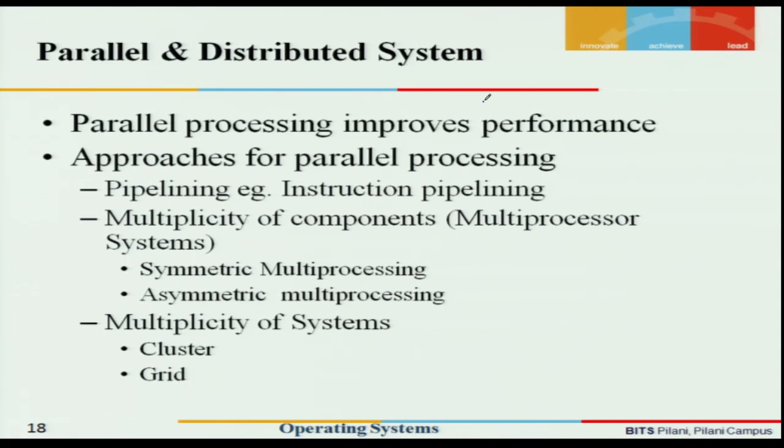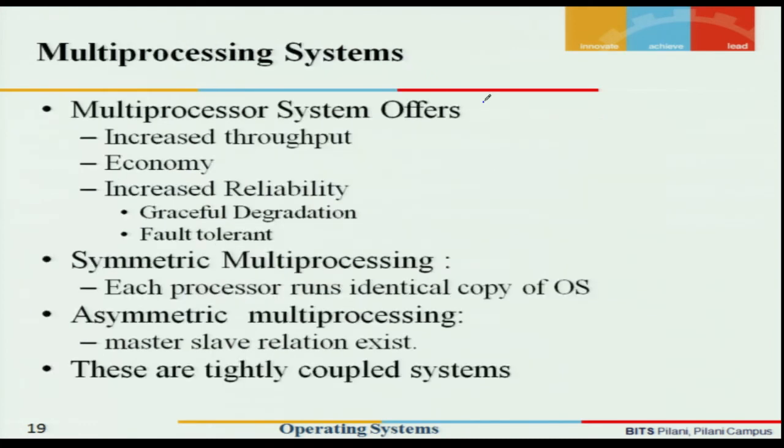Multiplicity of systems gave rise to certain technologies which we call cluster or grid. We will shortly see what the requirements of a cluster and of grid computing are. Let us return and devote the next few minutes to understanding briefly what a multiprocessing system is and what its advantages are.